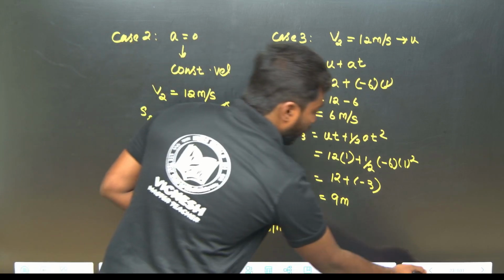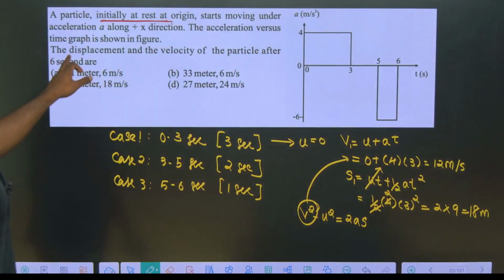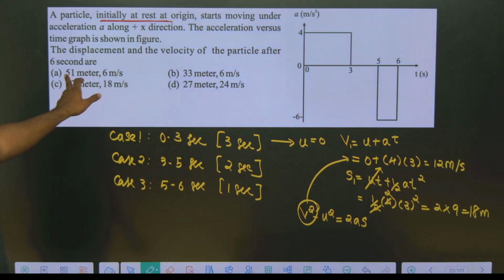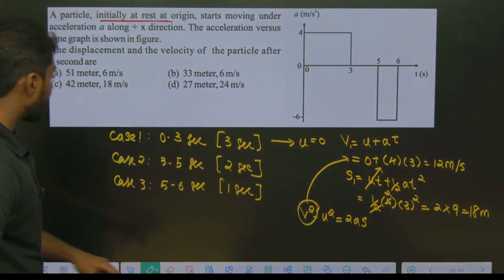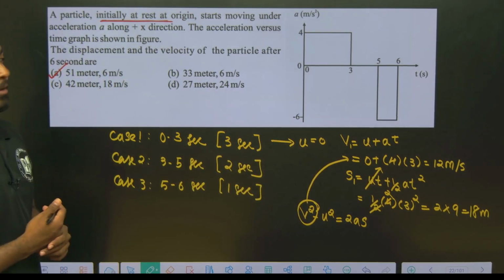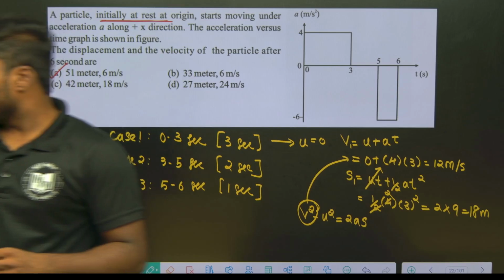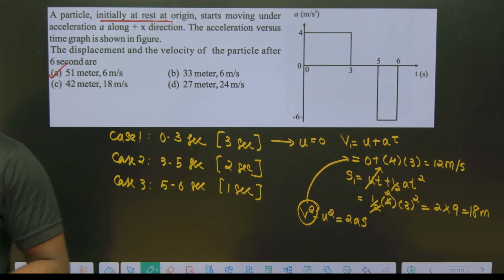So let me check the options now. They have asked displacement and velocity. So 51, and what is the final velocity? It is 6 meter per second. So option A is the answer, right? Option A is the answer. You can cross verify it, whatever answer you got.